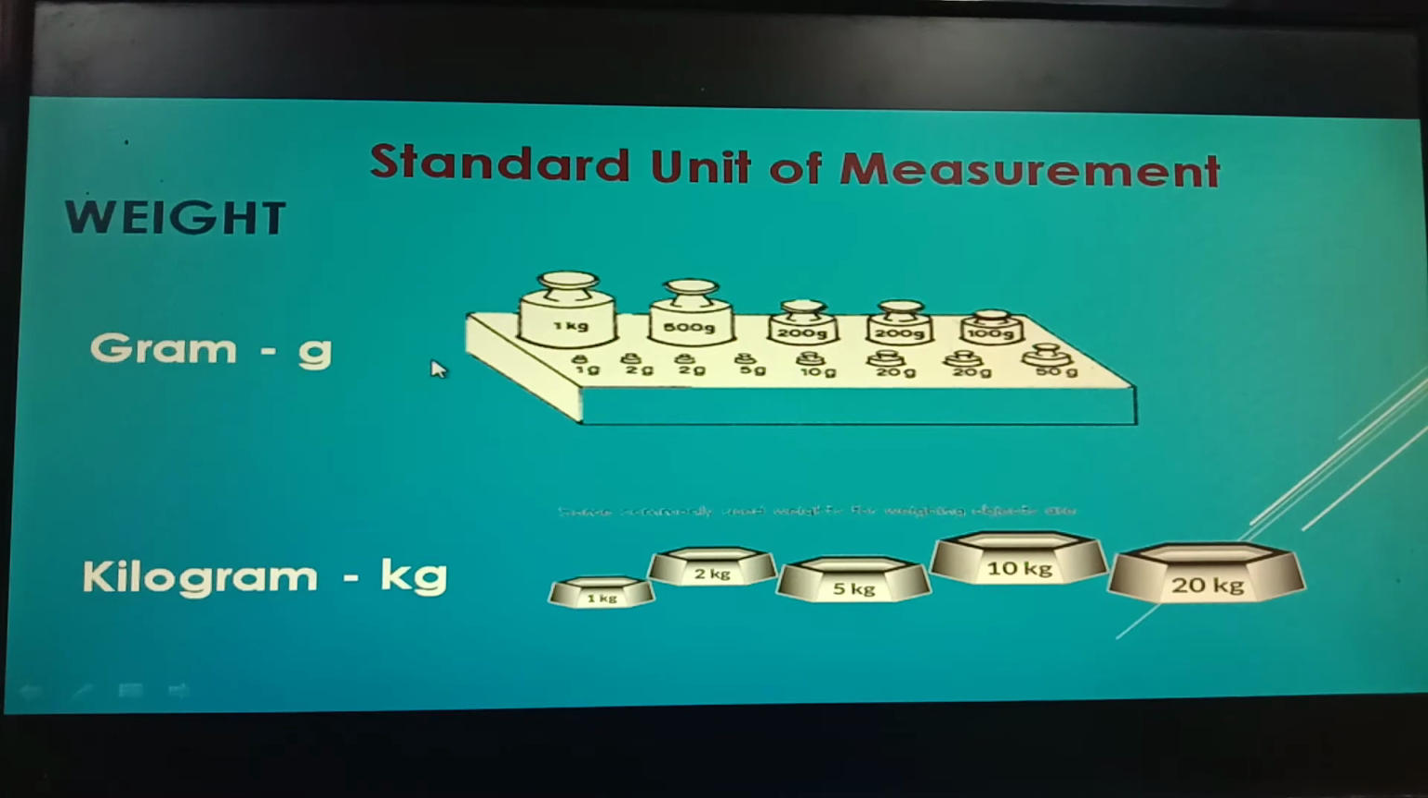Here gram weights are given: 1 gram, 2 gram, 5 gram, 10 gram, 20 gram, 50 gram, 100 gram, 200 gram, 500 gram, 1 kg. These are weights to measure in gram. Now to measure kilogram, these are the weights: 1 kg, 2 kg, 5 kg, 10 kg, 20 kg.